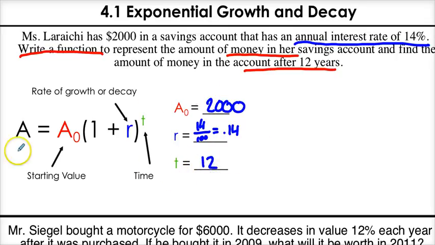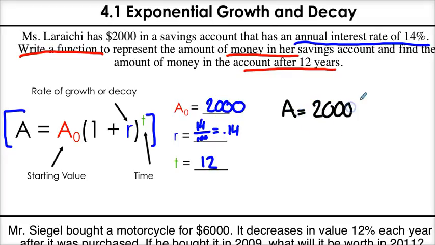Now that we have our variables, we're going to plug this into our formula. And you need to memorize this formula for the Regents. It is important to memorize it. So let's write out this formula. A is equal to 2,000 times (1 plus 0.14) to the T. I'm not plugging in T yet. I know it's 12, but I'm not plugging it in yet. That's just our first formula. This is the first thing you write. You plug in your A0, you plug in your R.